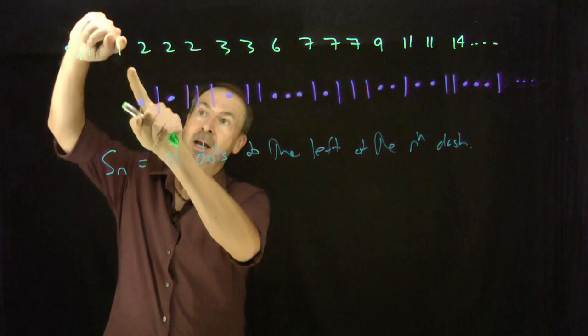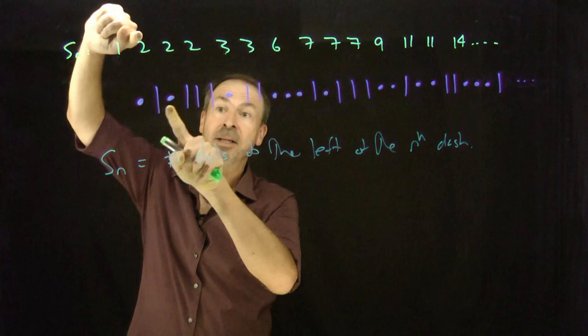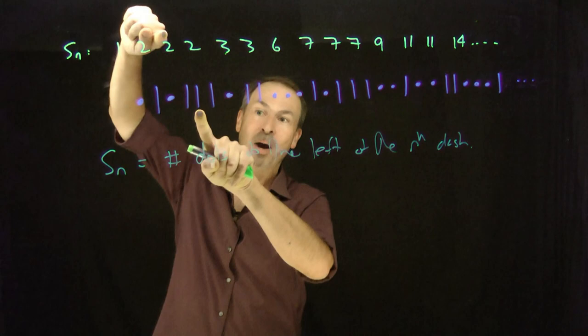For example, I want the first number to be 1. That means I want the first dash to have 1 dot to its left. So I made that happen. I want the second dash to have 2 dots to its left. I made that happen. I want the third dash to have 2 dots to its left as well. There it is. I want the fourth dash to have 2 dots to its left as well.